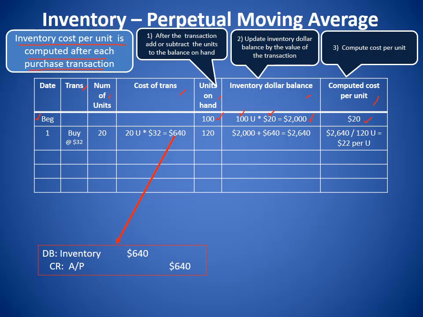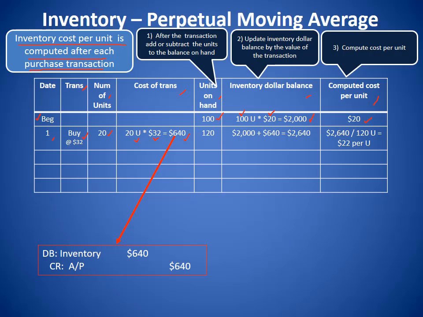Okay, now let's go on to the first transaction during the month, so date number 1. We're buying 20 more units of inventory, and we're paying $32 a unit. So what is the cost of that transaction? In this case, the cost of the transaction is $32 a unit times our 20 units that we just bought. So the cost of the transaction is $640.